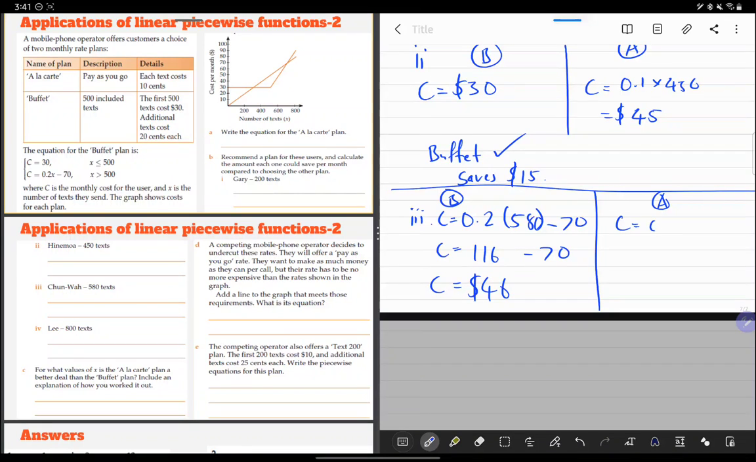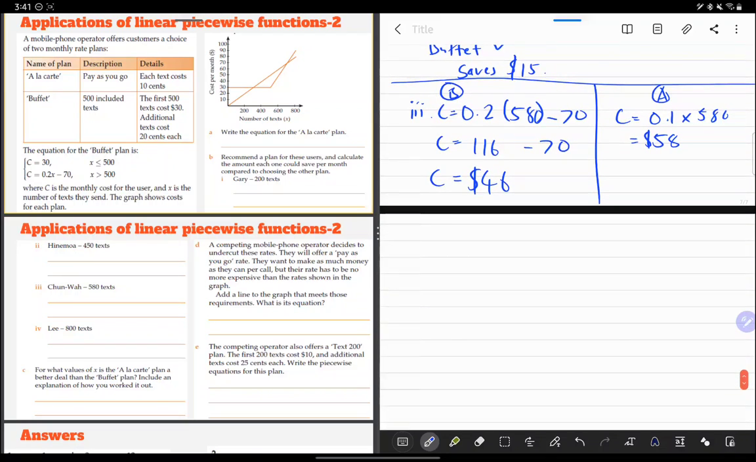it is simply 0.1 times 580, which is $58. Yeah. So go with buffet. Saves how many dollars? $12.